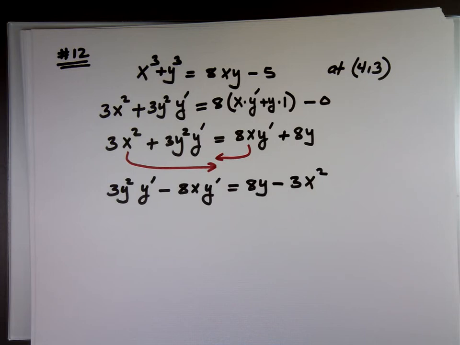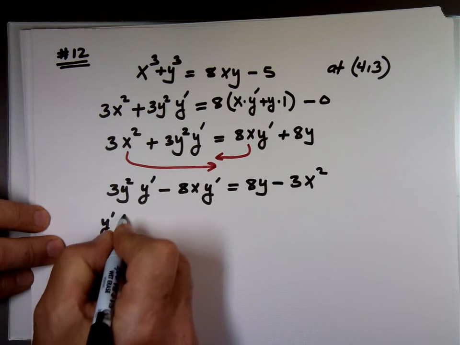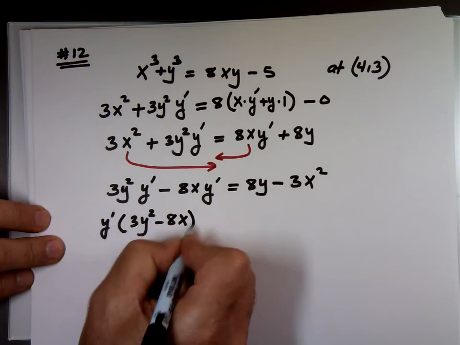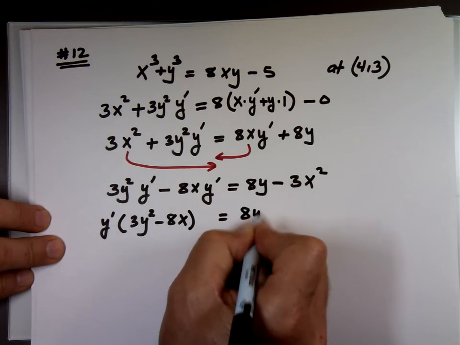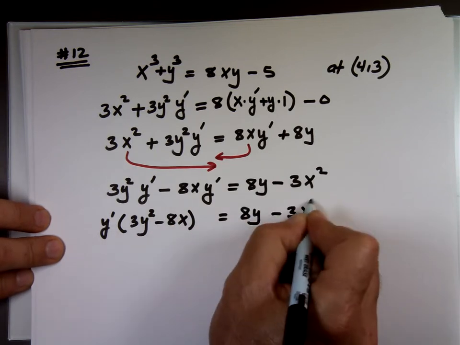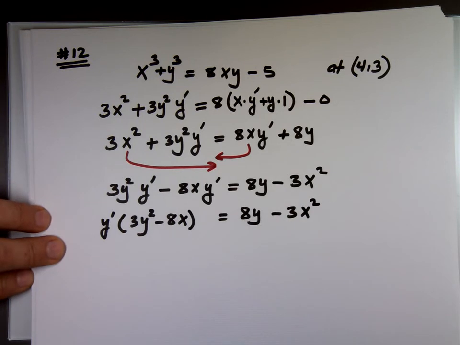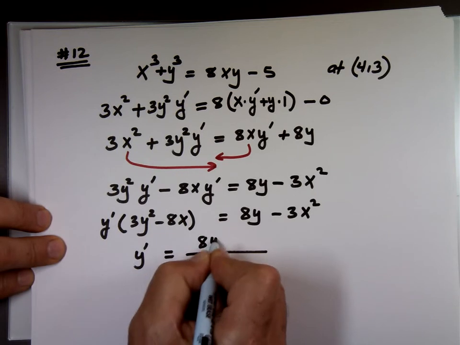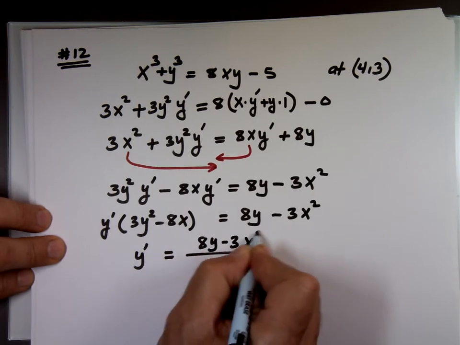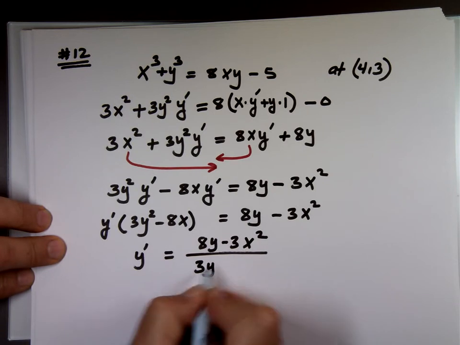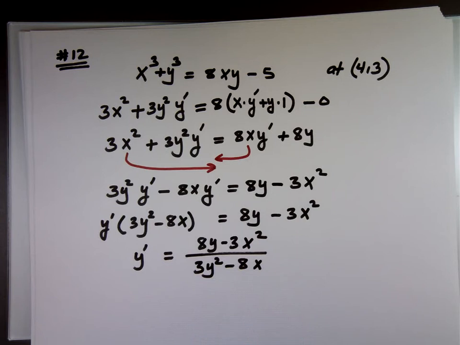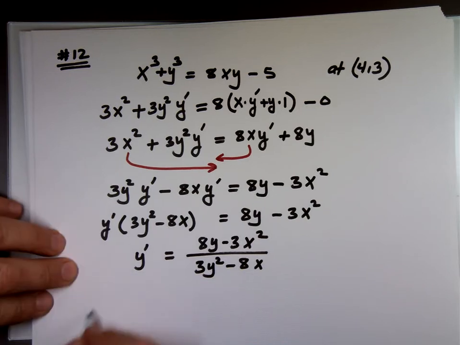Can we factor y prime out? So what's y prime? 8y minus 3x squared, yep. Good. So that's the first question, find the derivative. The second part, they want it at (4, 3).